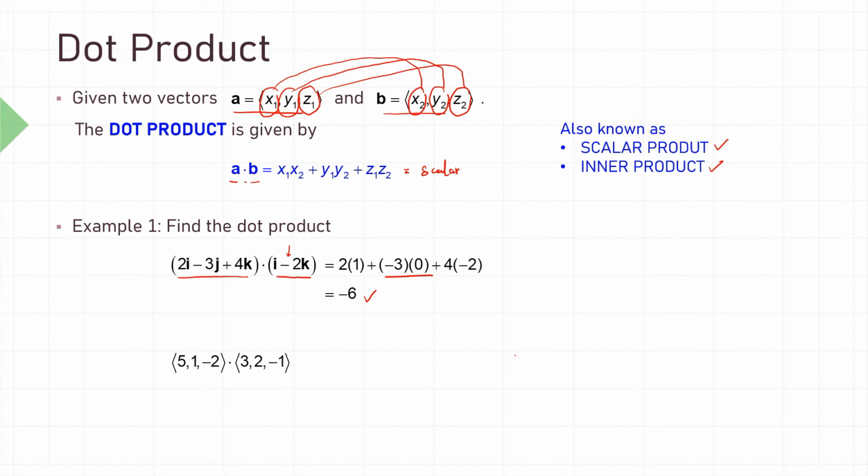Let's see another example. Suppose we have two vectors with components in this form. Now we can multiply 5 with 3, 1 with 2, and -2 with -1. We add them together, so we get 19 as the inner product or the dot product.